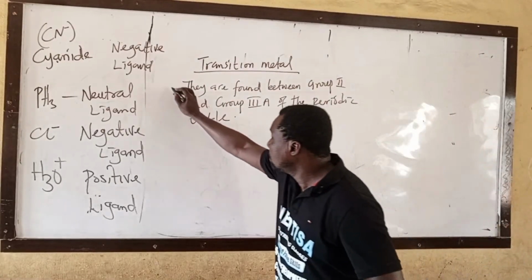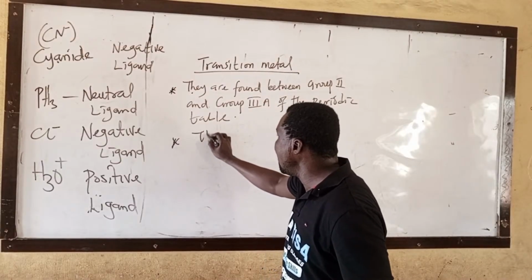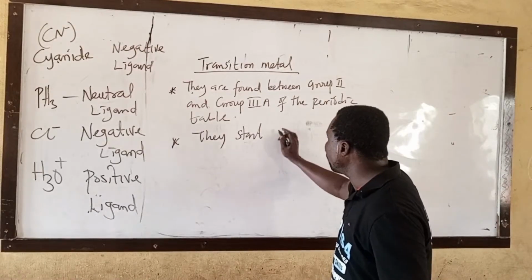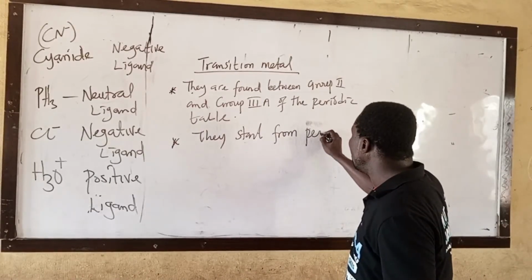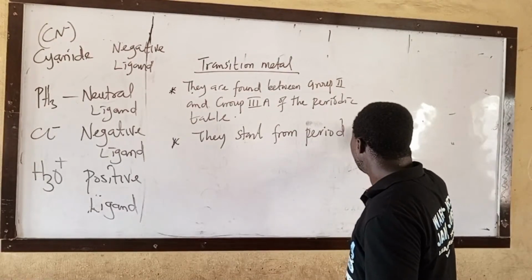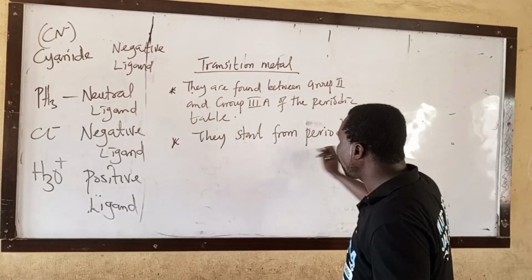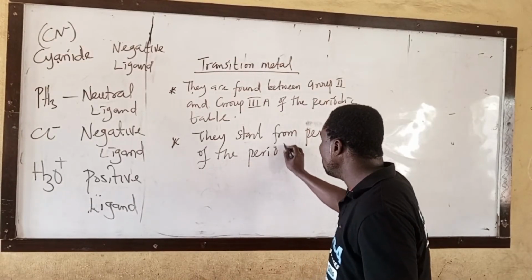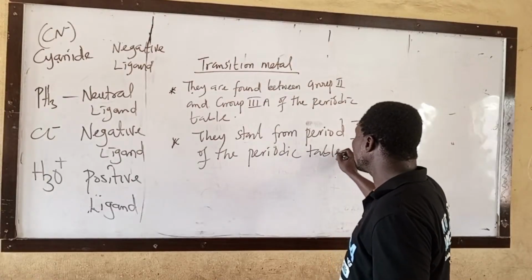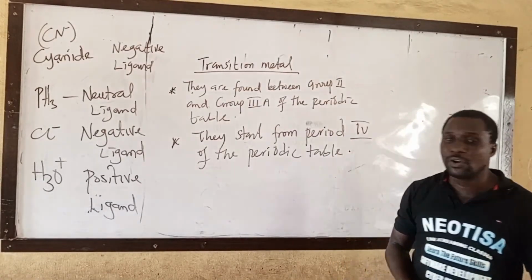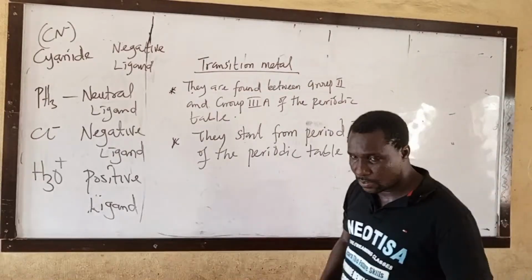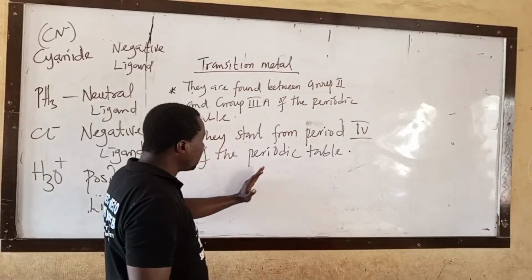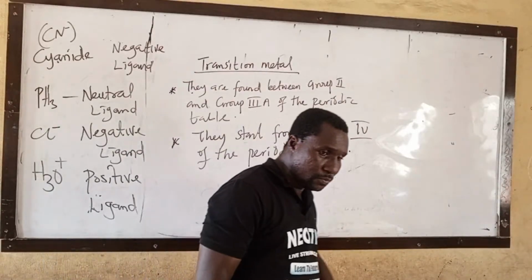Another thing, they start from period 4 of the periodic table. They are found between group 2 and group 3, and they start from period 4 of the periodic table.